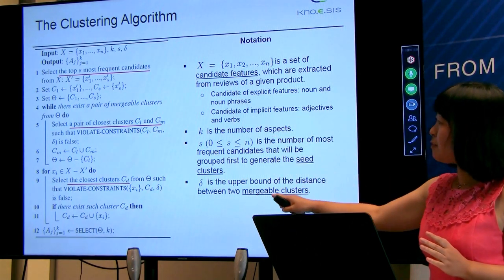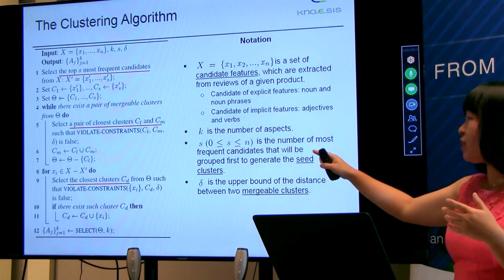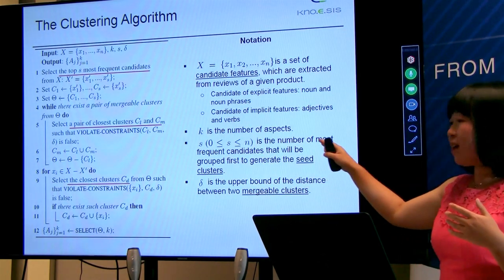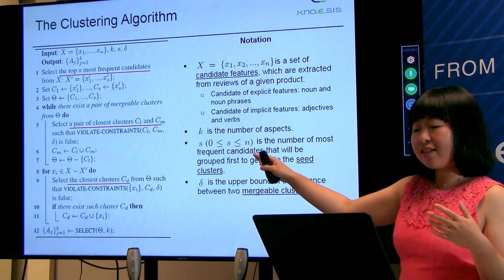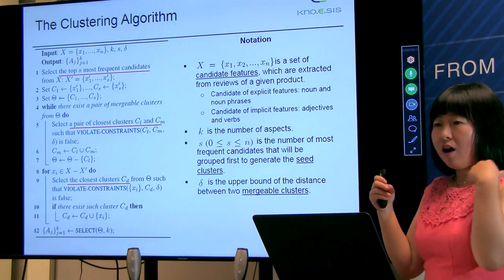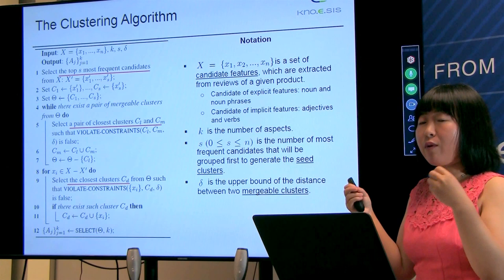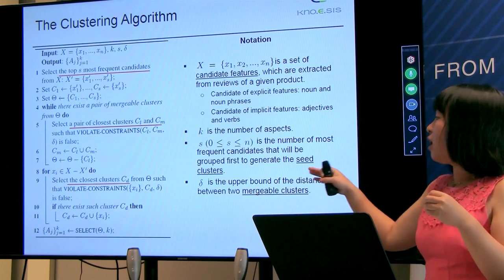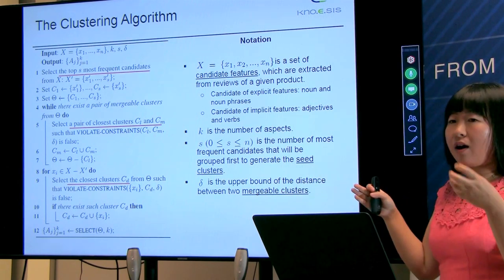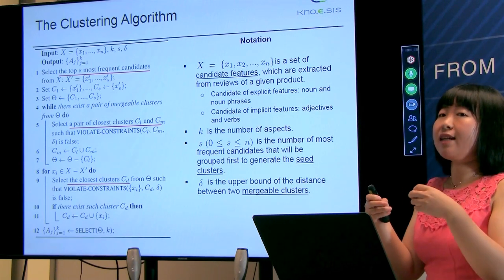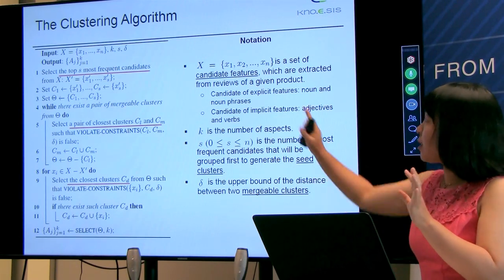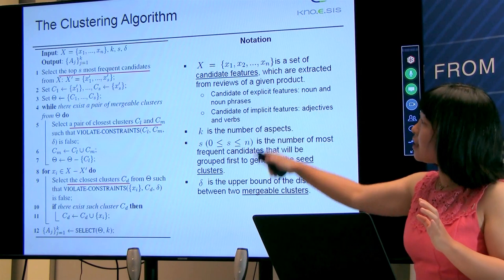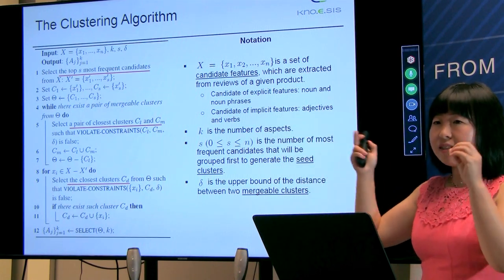And then we have some user-specified parameters like K. K is the number of aspects. And S is the number of most frequent candidates that we want to cluster first. And delta is the upper bound of the distance of two mergeable clusters. I will explain them later. So we take these things as input, and the output is the aspects.